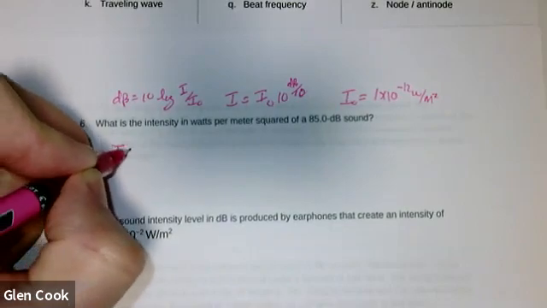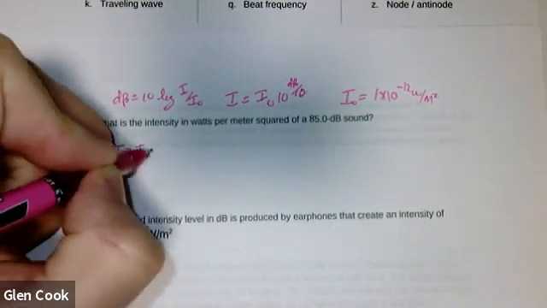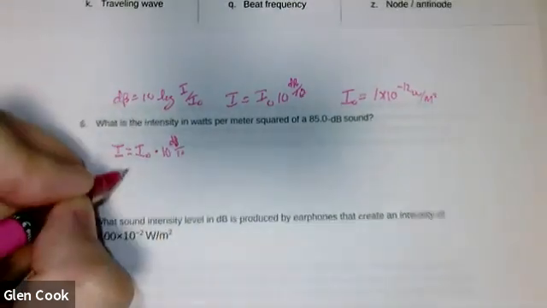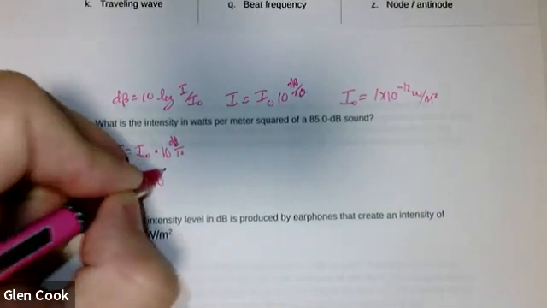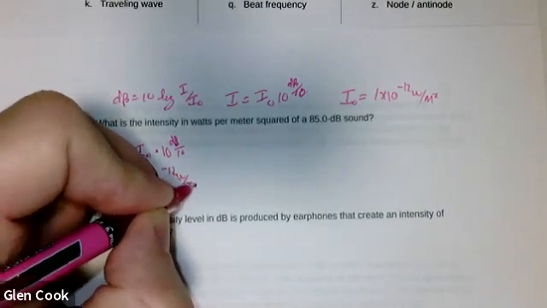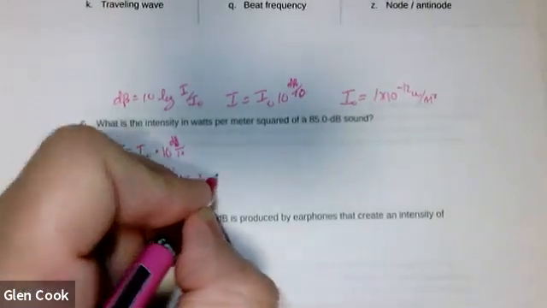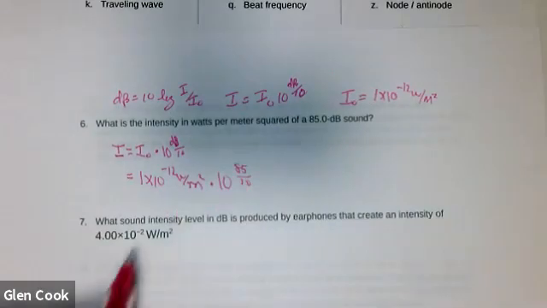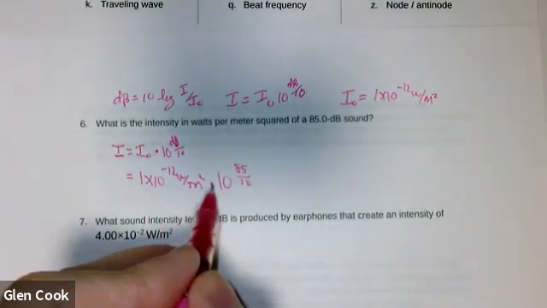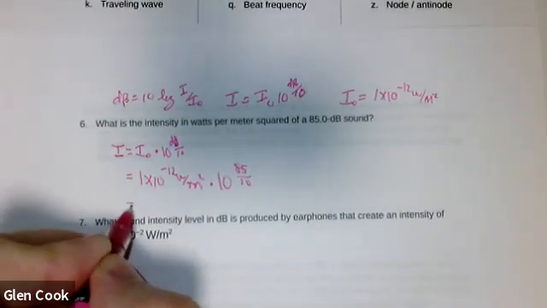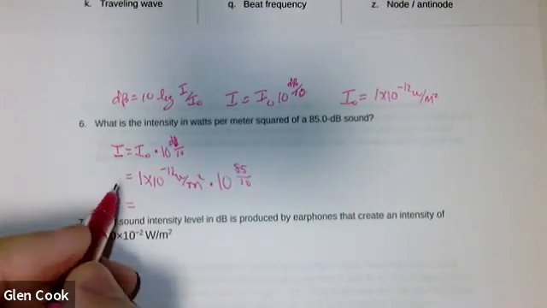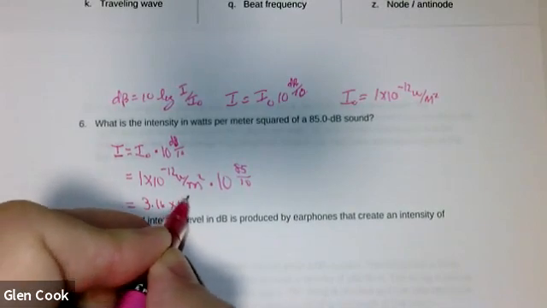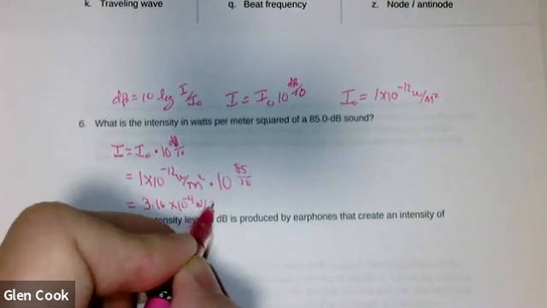So using that equation, I equals I0 times 10 to the dB over 10. And so it equals 1 times 10 to the minus 12 watts per meter squared times 10 to the dB. Well, the dB is 85, so it's 85 over 10. So it's 1 times 10 to the negative 12 times 10 to the 8.5 power, and that will come out to be 3.16 times 10 to the negative 4 watts per meter squared.